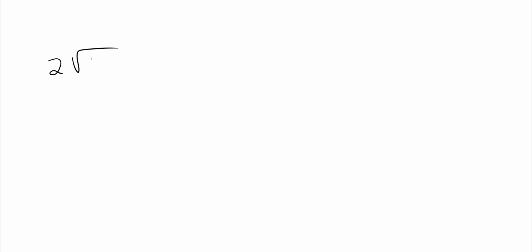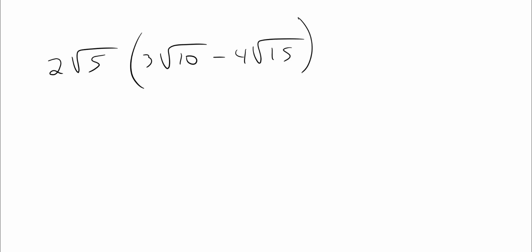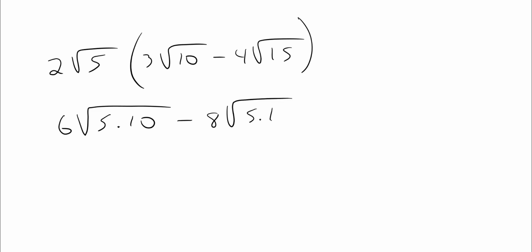Okay, so if I said 2 root 5 times 3 root 10 minus 4 root 15. Okay, it's probably maybe one of the toughest ones you're going to get. So let's go ahead and multiply it out. So it's 2 times 3 is 6, and again, I'm not going to combine them together, 5 times 10. And then minus 2 times 4 is 8, and 5 times 15.